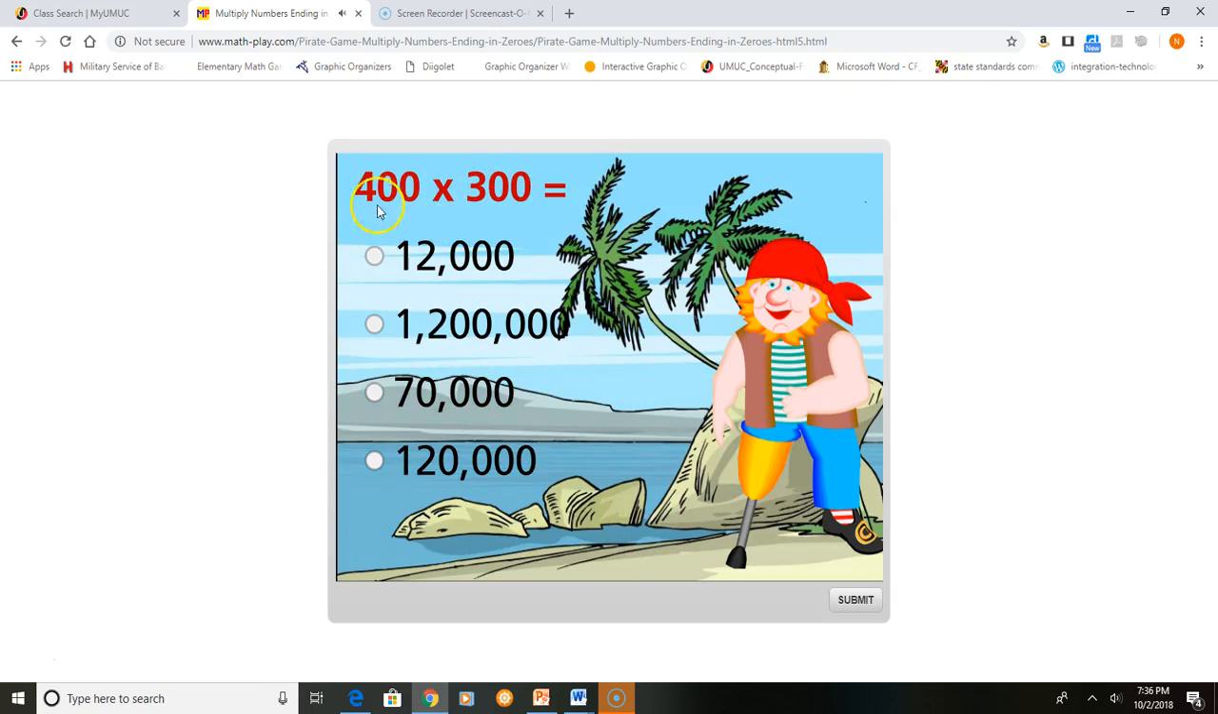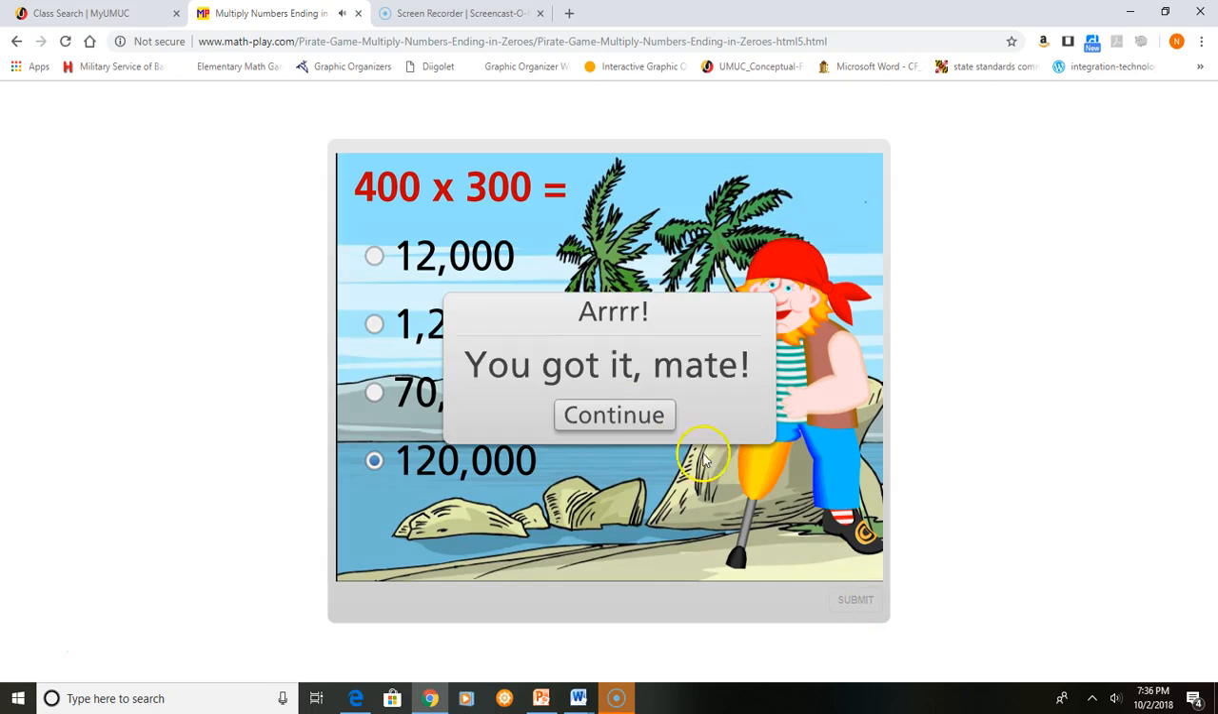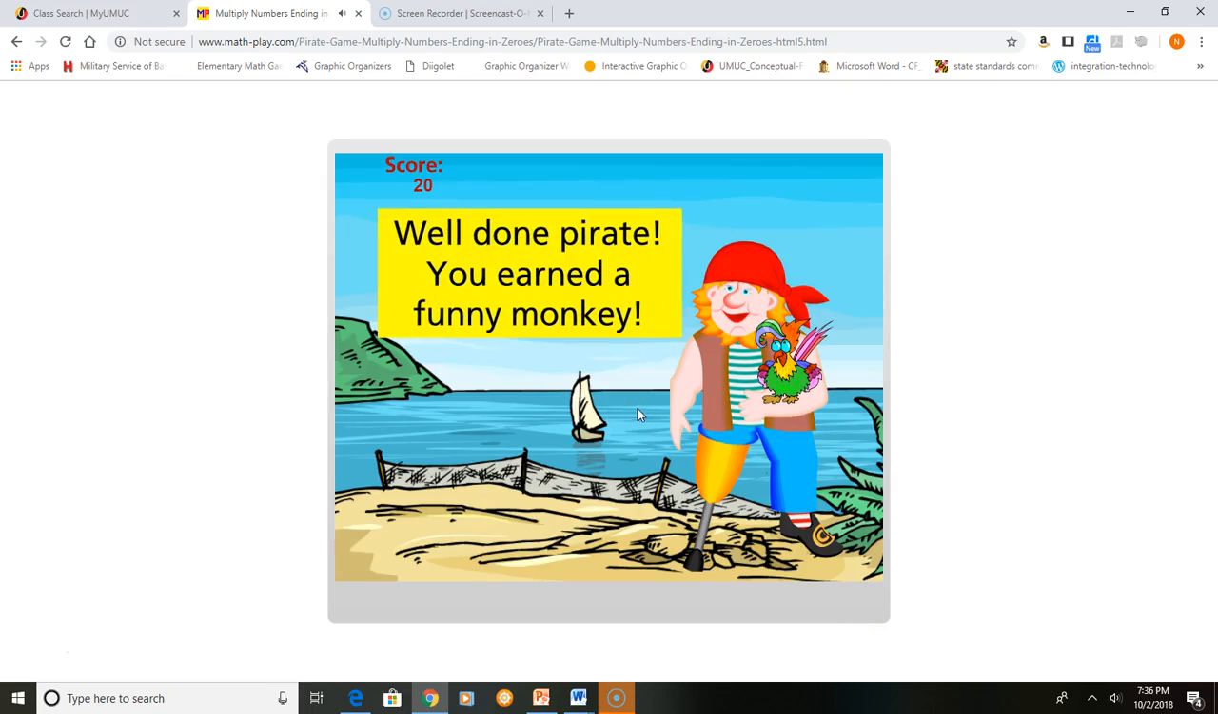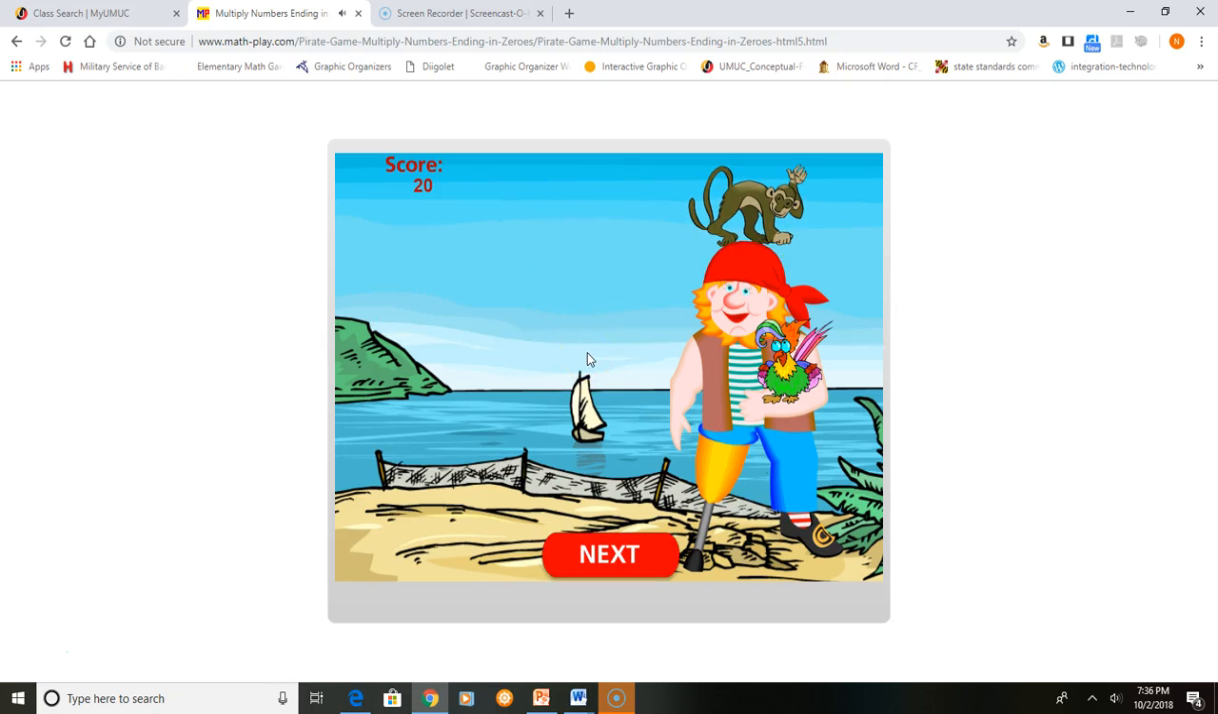Okay, let's look at our next question. 4 times 3 is 12. And I have 1, 2, 3, 4 zeros. So let's see. 12, 1, 2, 3, 4 zeros. 120,000. So we earned a monkey. Fun. Okay, let's try one more.